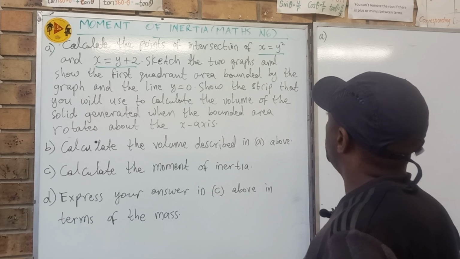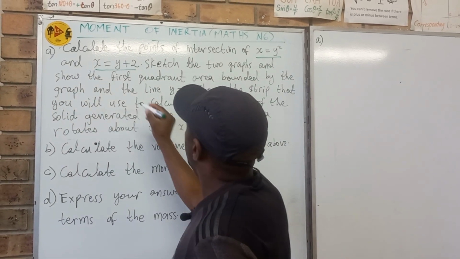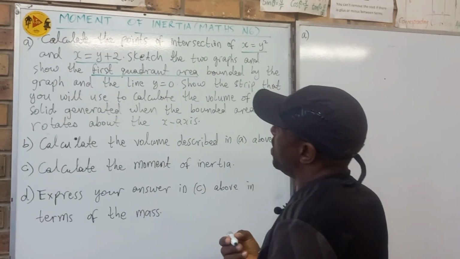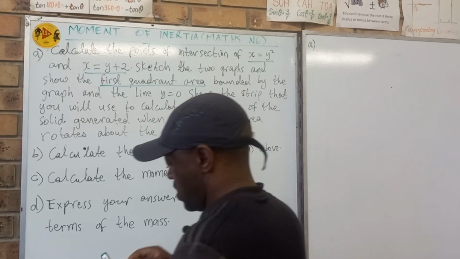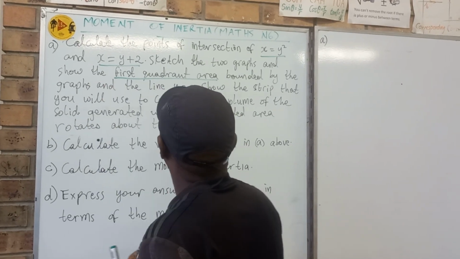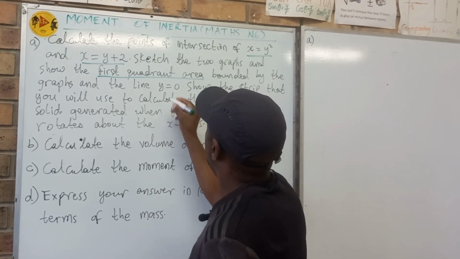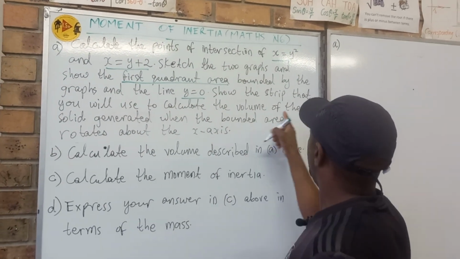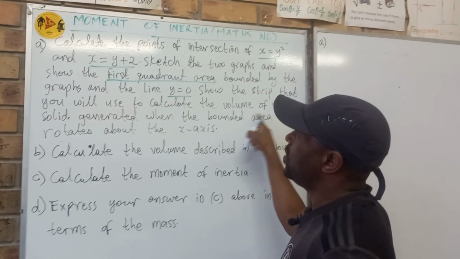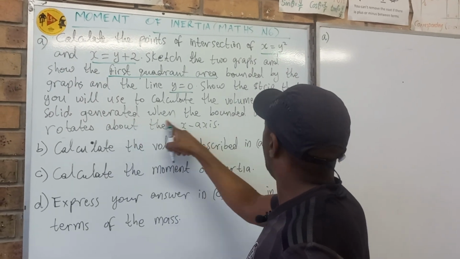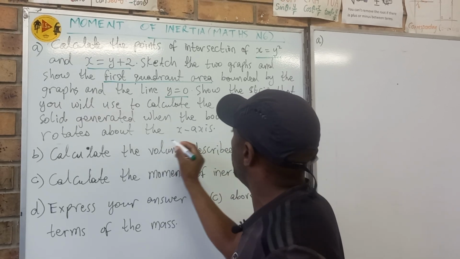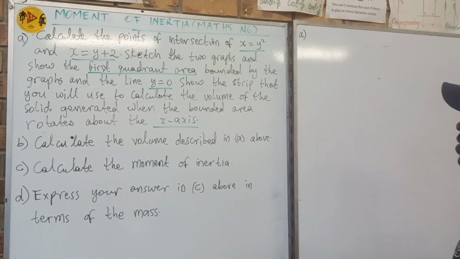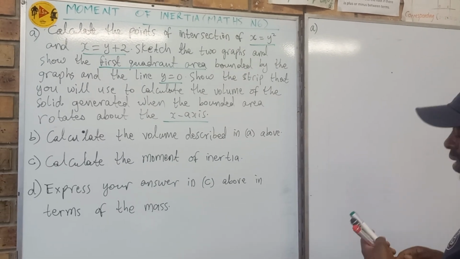Then sketch the two graphs and show the first quadrant area bounded by the graphs. It should be bounded by the graphs and the line y equal to 0. Show the strip that you use to calculate the volume of the solid generated when the bounded area rotates about the x-axis. So once I go through that question, that is the important information I see.